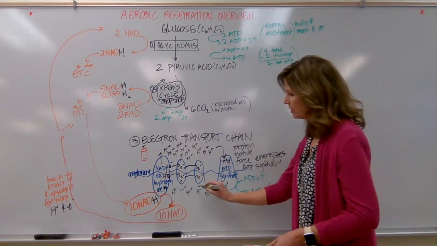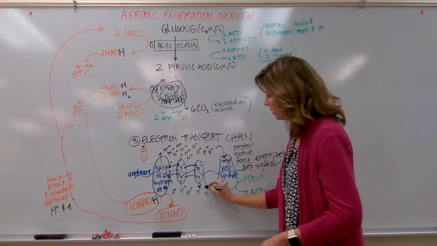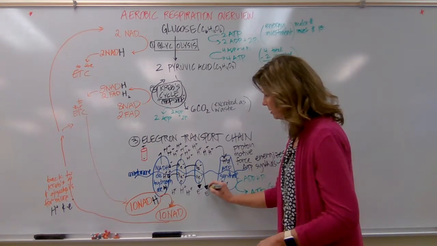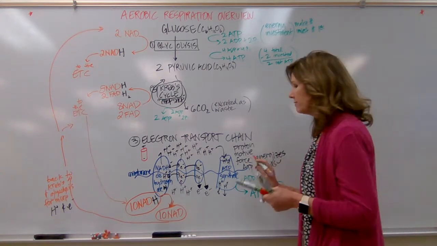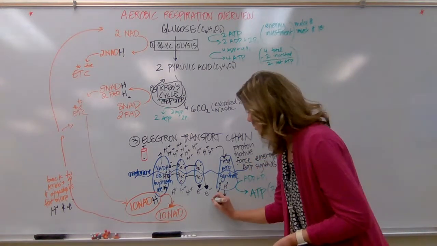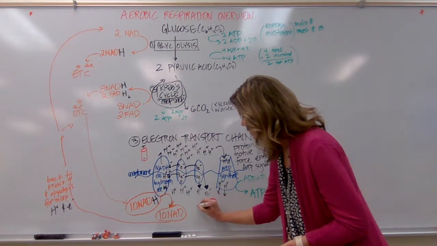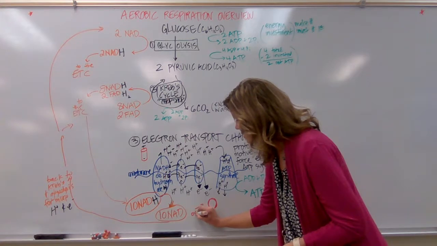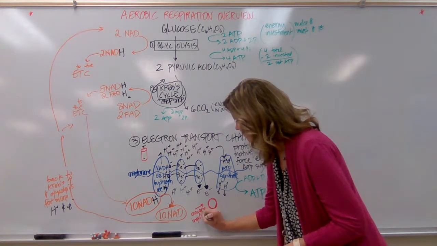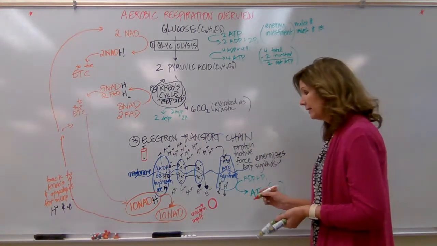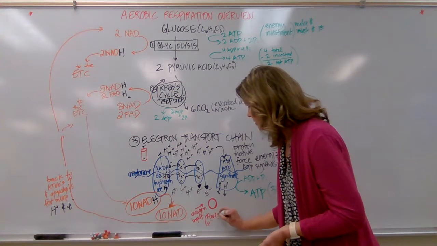Do we want those electrons running freely around our cells? By no means do we want that. So there does have to be that final electron acceptor. What's the final electron acceptor? Oxygen. So oxygen is input. So it is inhaled, and it will serve as the final electron acceptor.